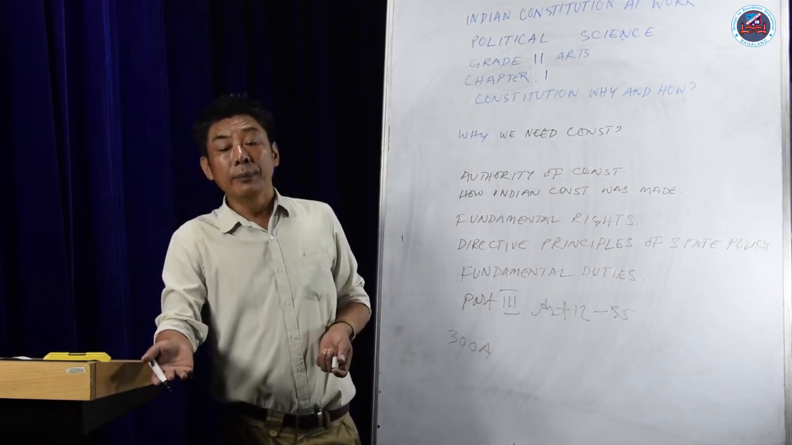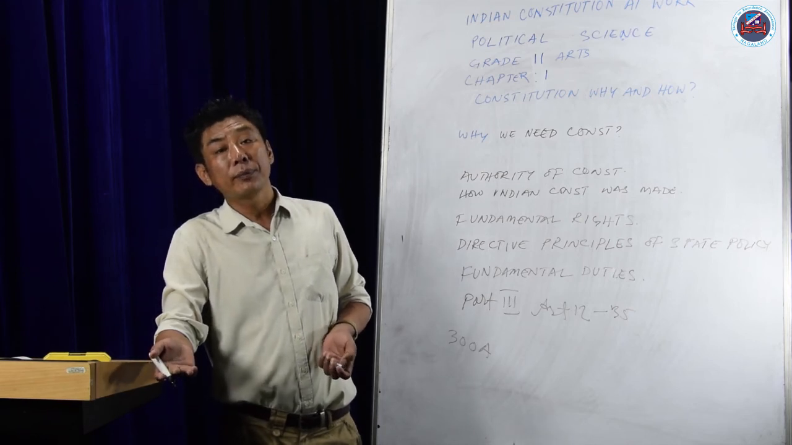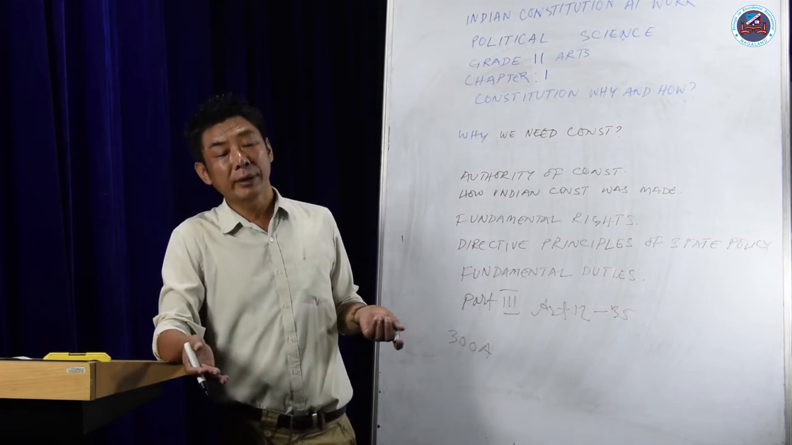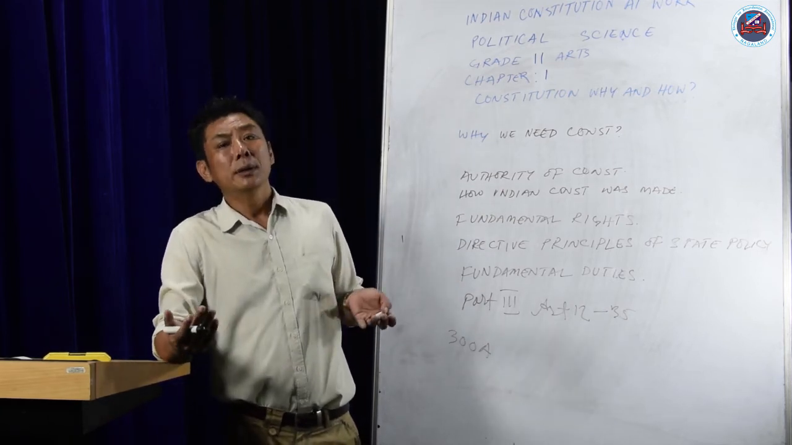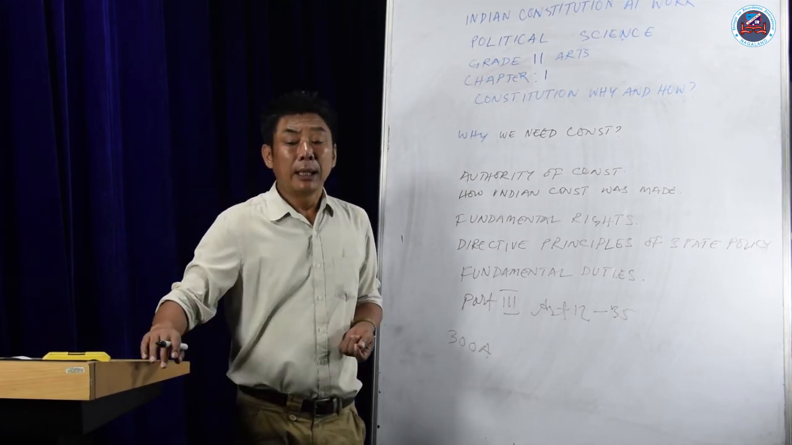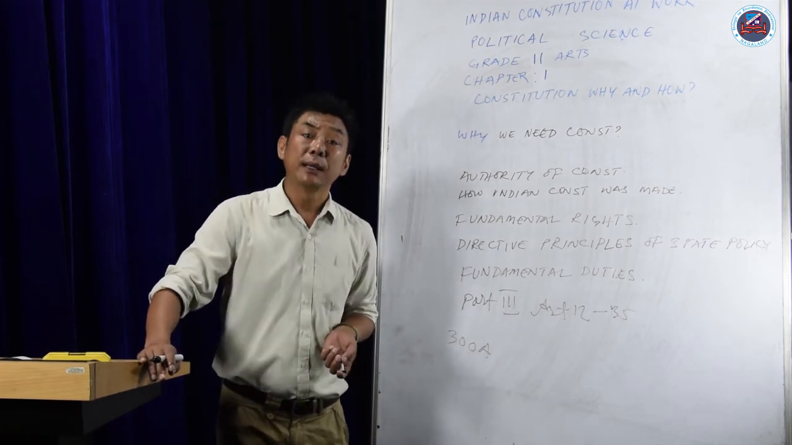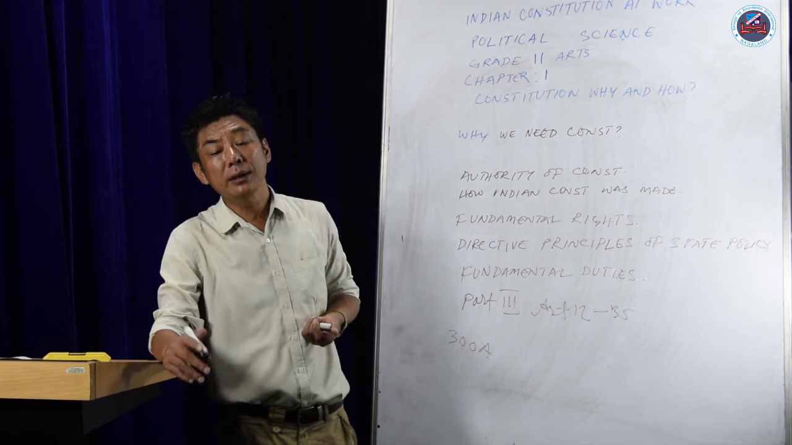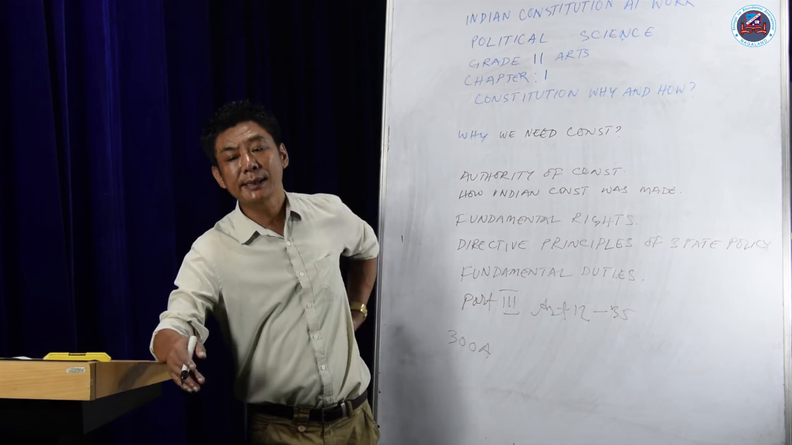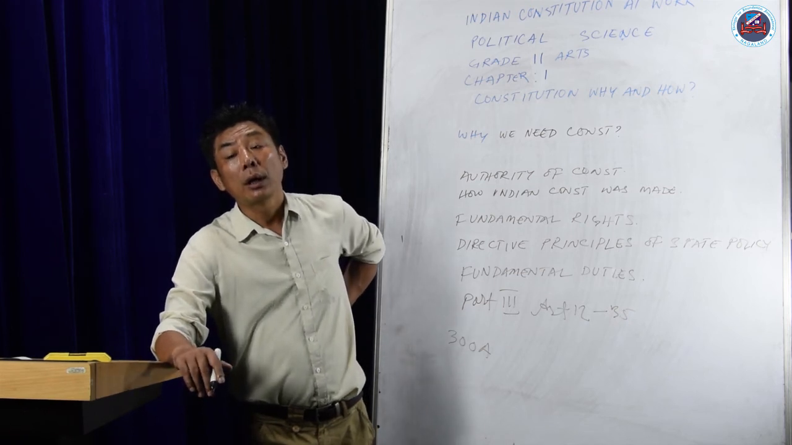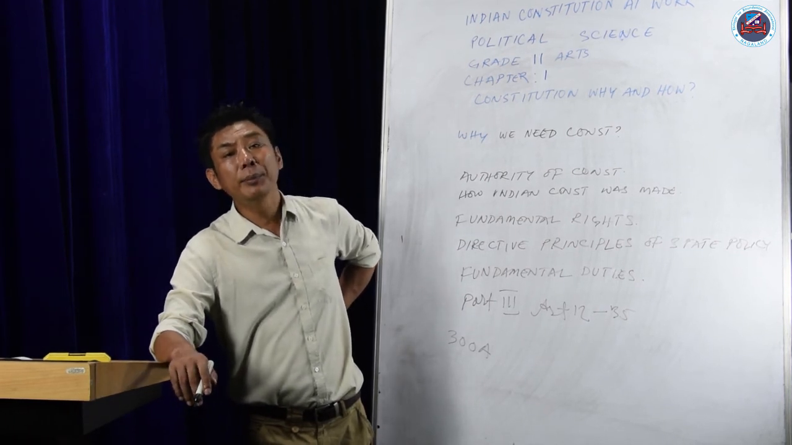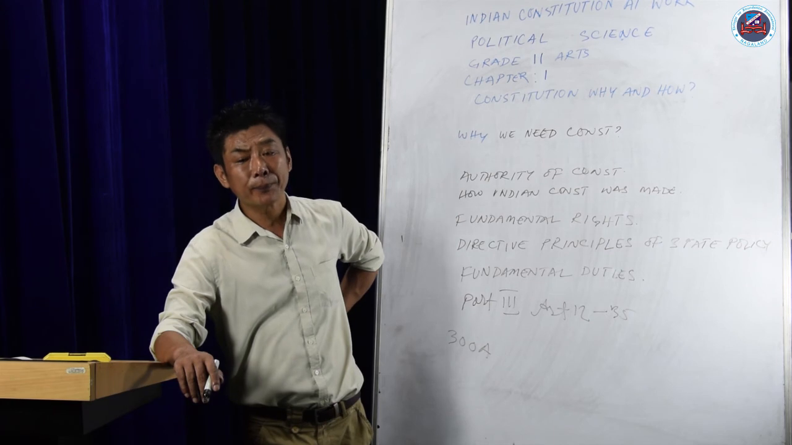Then, under the cultural and educational rights, every cultural community, every religious community has the right to promote their culture and to propagate their languages. And one more right is the right to education, which was an amendment, an appendix to Article 21. So the right to education comes under Article 21A.